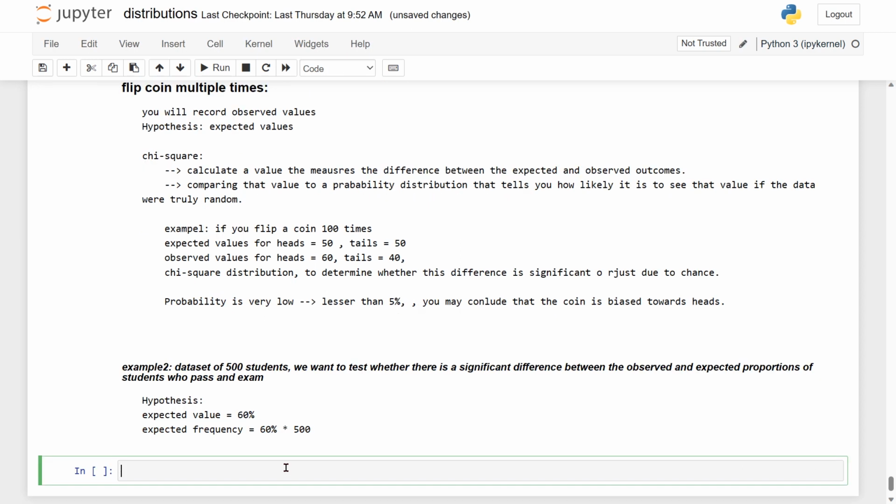So to test this hypothesis using the chi-square distribution, we have to perform the following steps. Let's begin one by one. Step 1: divide the students into two groups, those who passed the exam and those who did not.